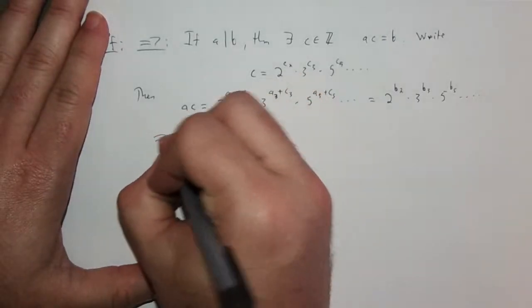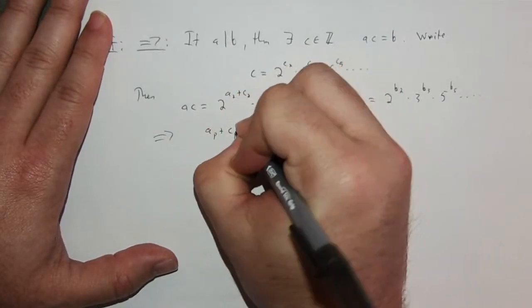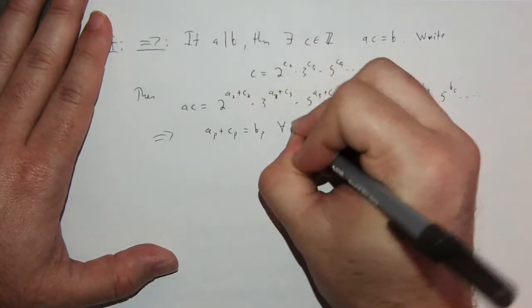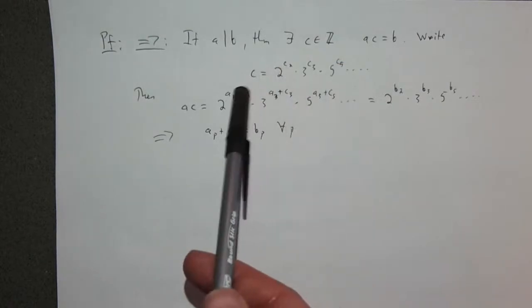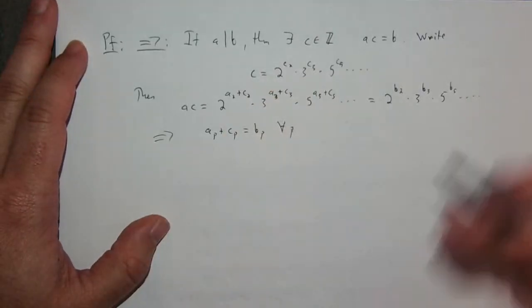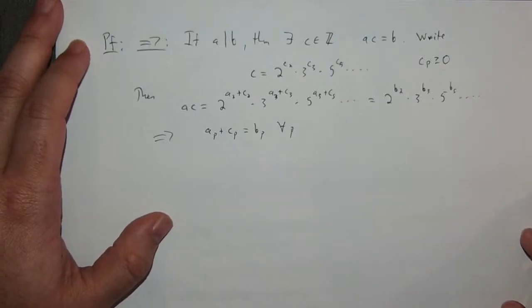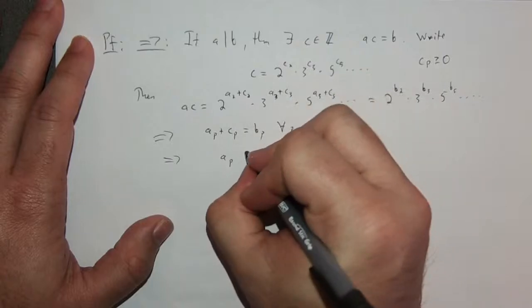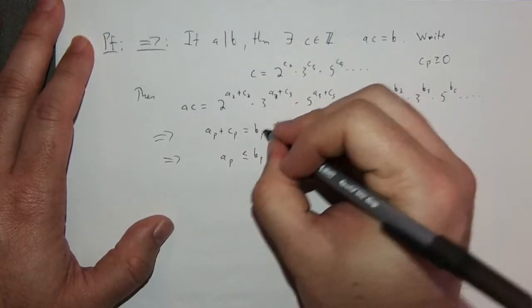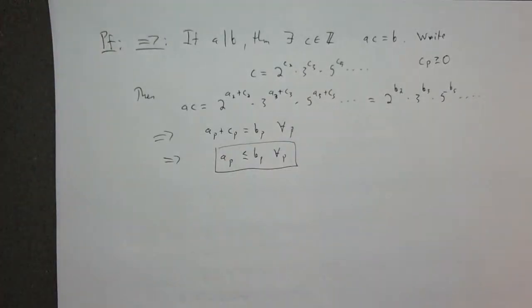So by the fundamental theorem of arithmetic, what does this mean? a sub p plus c sub p is equal to b sub p for all p. But when you write something in its prime factorized form, what's always true? These exponents are greater than or equal to 0, and only finitely many of them are non-zero. So what that means is that a sub p is less than or equal to b sub p for all p, since b sub p is some non-negative thing plus some non-negative thing. Okay, so that's the forward direction.